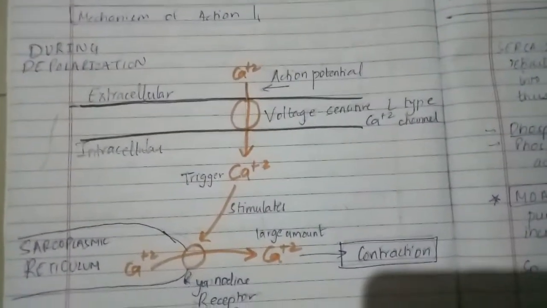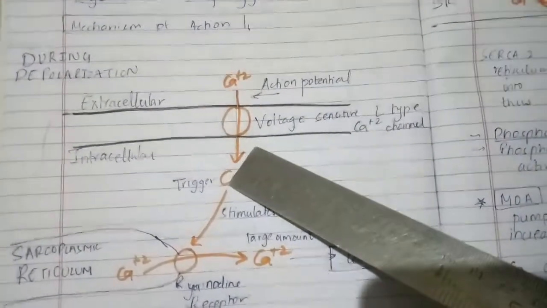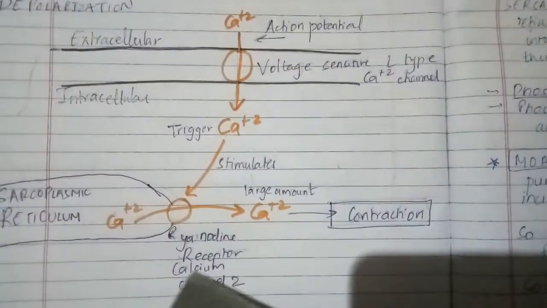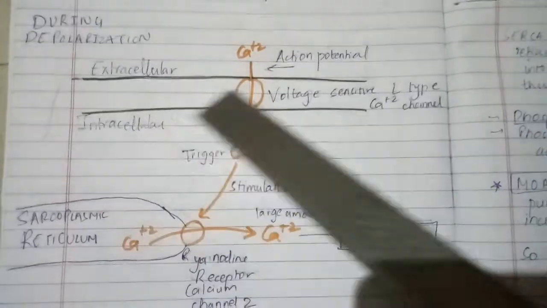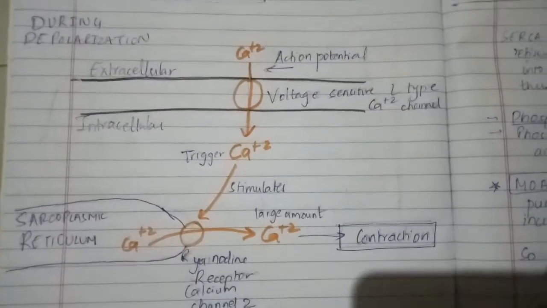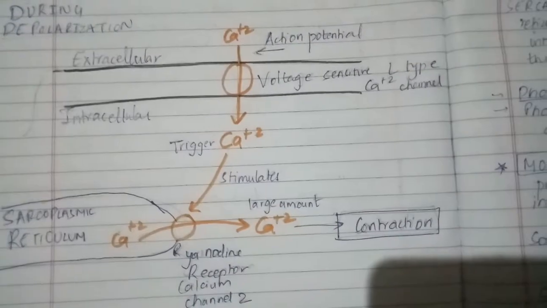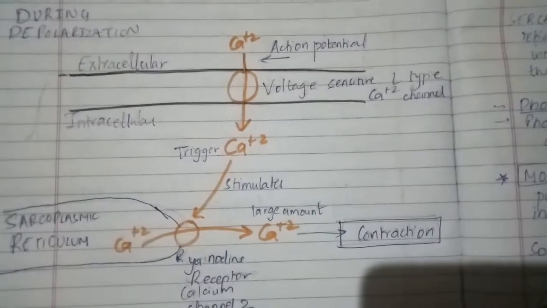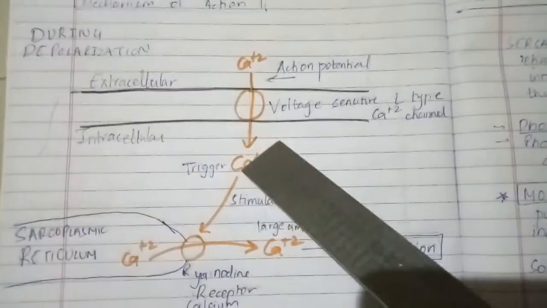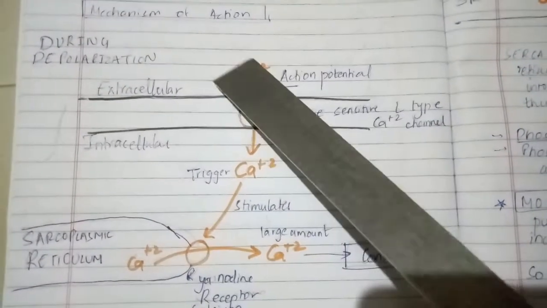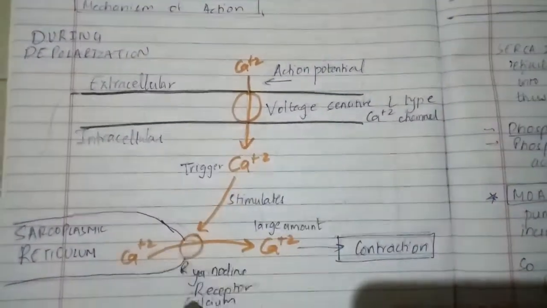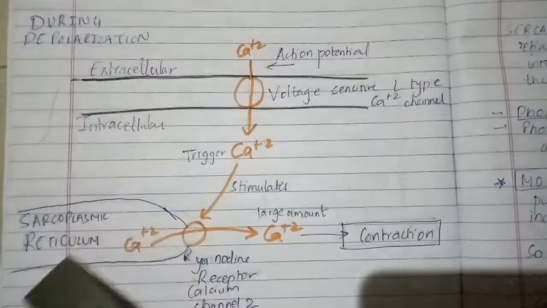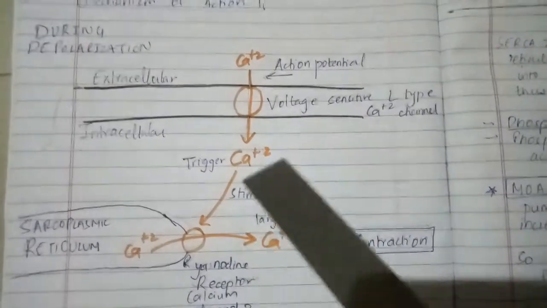This is the trigger calcium. It will stimulate the ryanodine receptor of the sarcoplasmic reticulum. Inside the cell we have the sarcoplasmic reticulum, the endoplasmic reticulum of the cardiac muscle fiber, and it is full of calcium. The small amount of calcium that has entered from outside stimulates the ryanodine receptor, and a large amount of calcium is released from the sarcoplasmic reticulum into the cell.